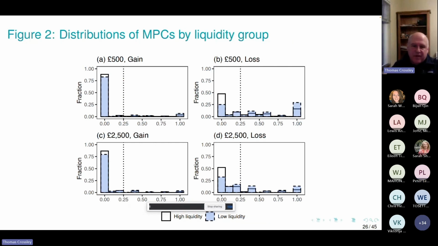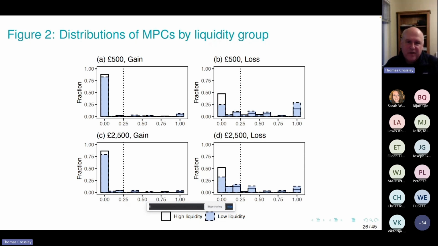Okay. So these are just distributions of MPCs again, by the size, by gain and loss. All I want you to note here is that the high liquidity consumers are the solid outlined bars with no coloring, and the low liquidity consumers are the dotted outline bars with blue coloring.